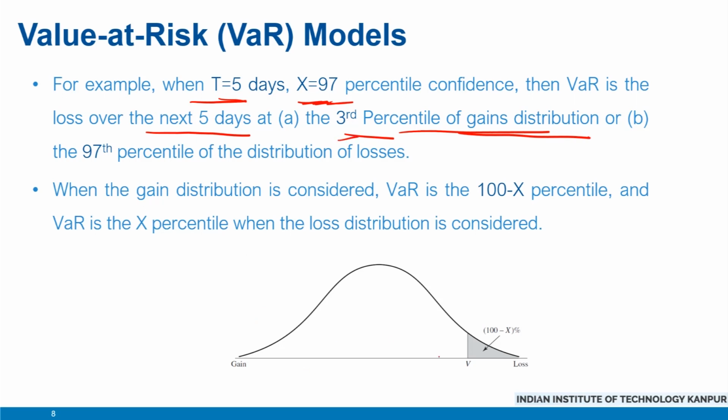If you're looking at a gains distribution, where here you have gains and here you have losses, then in that case it is the third percentile. Or if you're looking at a loss distribution, that means losses on this side and gains on this side, then you're looking at the 97 percentile. This side is the 97 percentile of the distribution of losses.